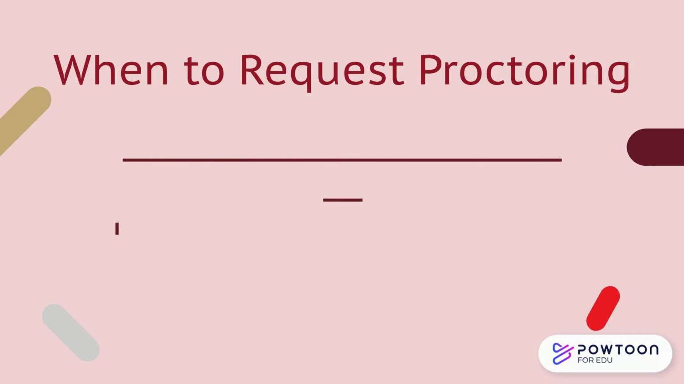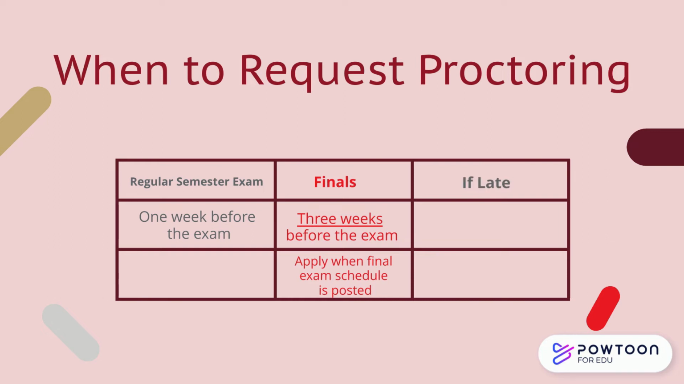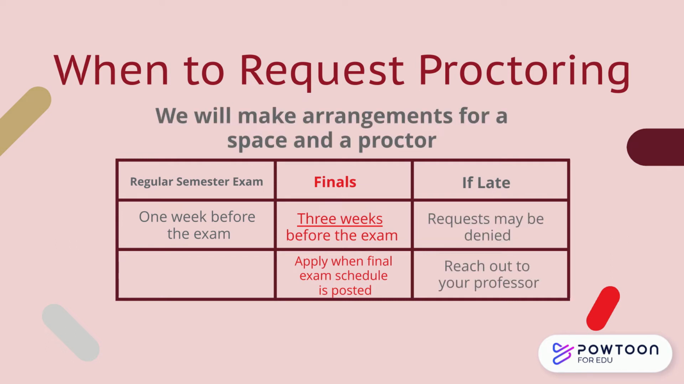While the AEO only requires 1 week's notice for regular semester exams, we require a minimum of 3 weeks' notice for final exams. In fact, when the final exam schedule is posted by the registrar, that's when you want to go to office hours to discuss how your final exam accommodations will be fulfilled. Requests must be submitted in time for the AEO to make proctor and space arrangements. If your request is late, we may not be able to accommodate you.